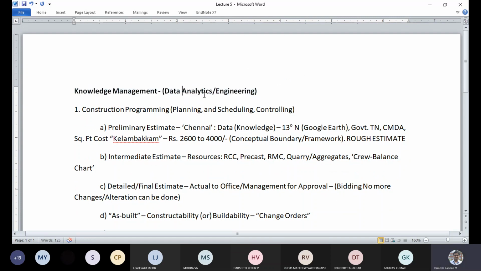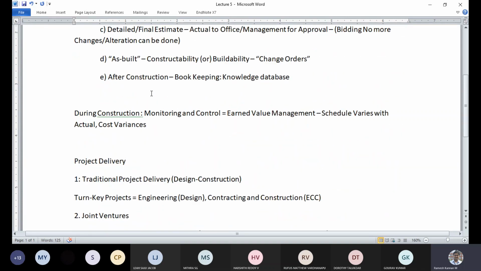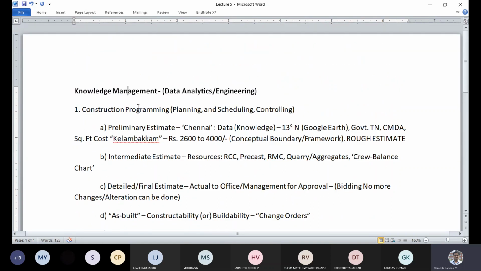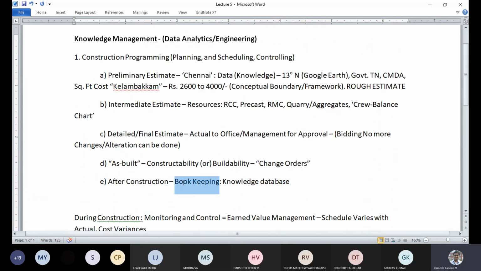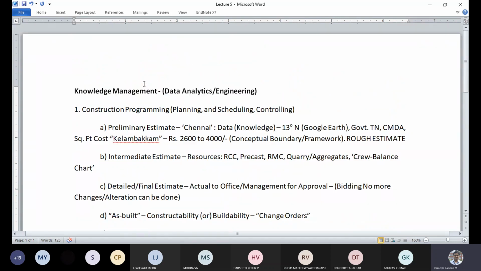Even though data analytics or engineering is a pretty new field, knowledge management is a pretty old field, and most of the construction projects are done using knowledge management terminologies. All these things, like the final bookkeeping, can be put under knowledge. So that's how it is done, right? That's pretty much an important thing that you should know about preliminary estimate and detailed estimate.